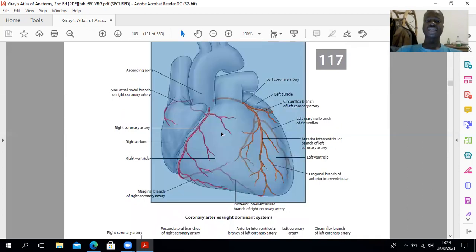So the right coronary artery will supply the right atrium, it will supply the right ventricle, it will supply parts of the posterior parts rather of the interventricular septum, except the apex, which is supplied by the left coronary artery, right?